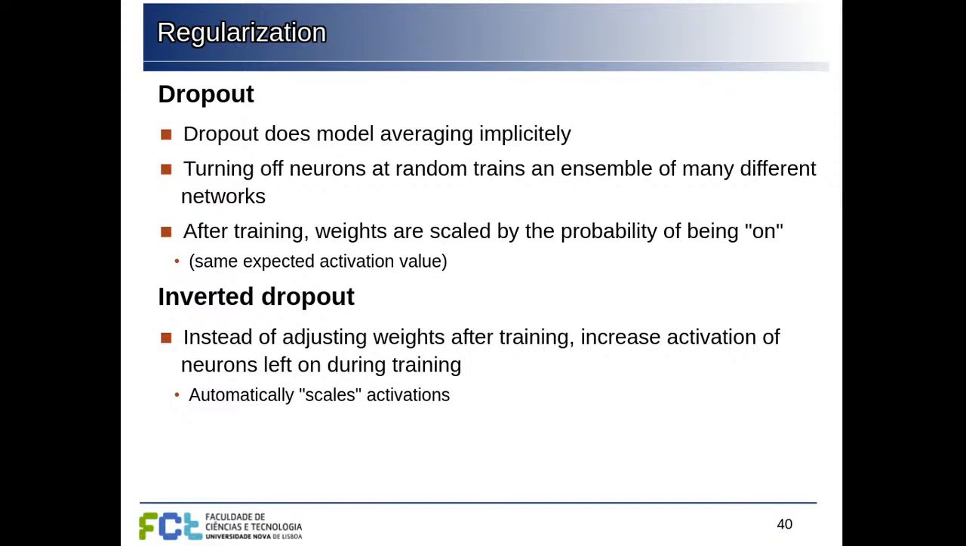There is also a variant, inverted dropout, which instead of adjusting the weights after training, the activation is increased during training. So if you use a dropout of 0.5, then the activation is multiplied by 2 during training so that it's calibrated to compensate for the fact that half of the time the neuron is switched off. But in any case, the more usual implementation is just rescaling everything at the end. And the important thing to remember is that when you are using dropout, there will be a rescaling after training to compensate for the times the neurons were disconnected.